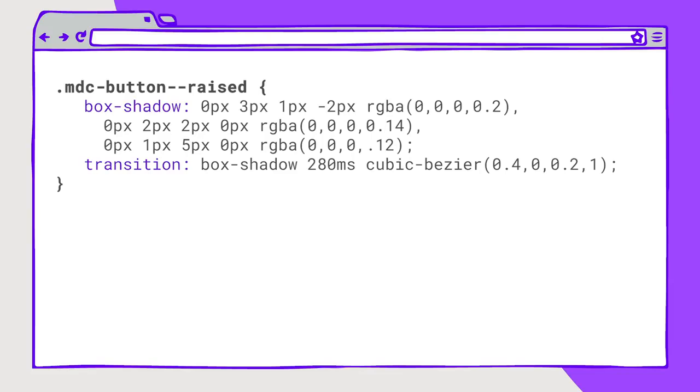You have your box shadow, which is a little bit more of a complex transition here. And we're specifying the transition to state what property we're transitioning, the box shadow, the speed of the transition, 280 milliseconds, and then a cubic Bezier as the timing function for the transition.